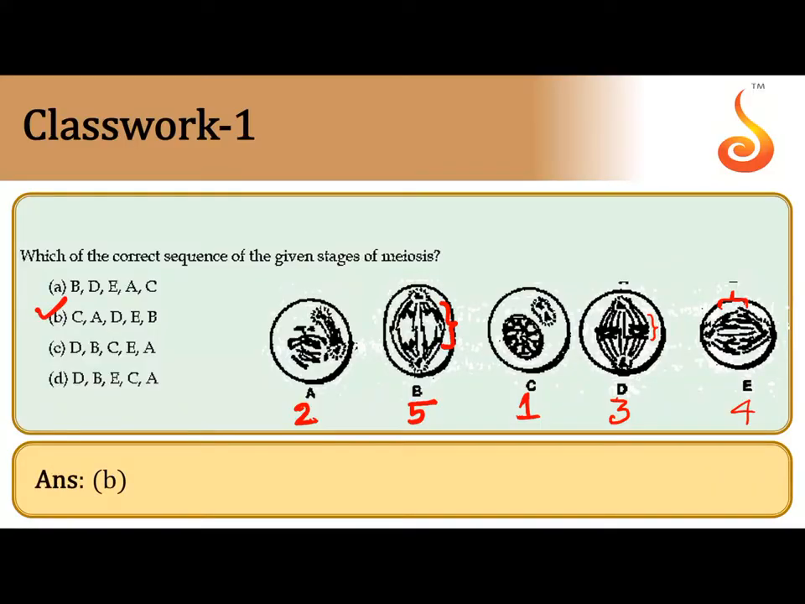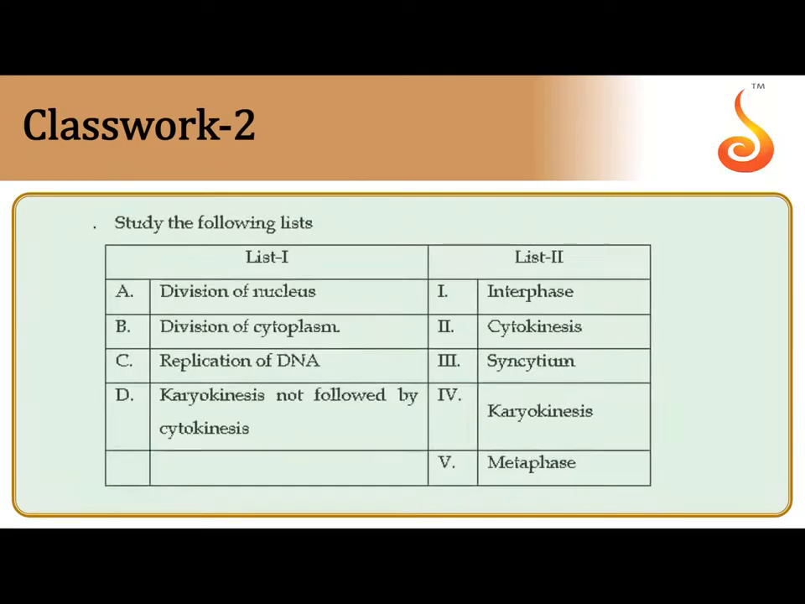It would be the second option. Okay, now division of nucleus is referred to as karyokinesis. Division of cytoplasm is referred to as cytokinesis. Replication of DNA occurs during S phase, which is during interphase.